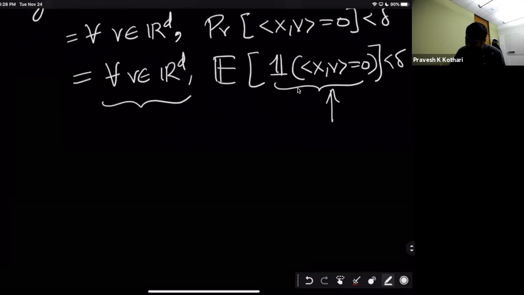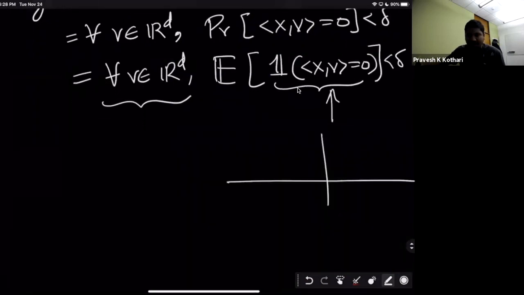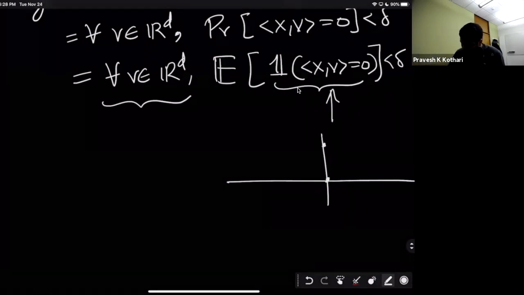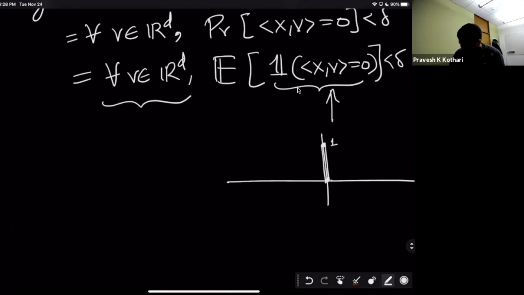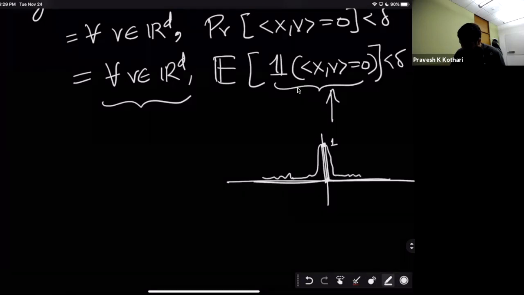So what is this function like? If I plot what happens to this function as x dot v varies, then at 0, it's equal to 1. And then it drops sharply. This is the function that we actually have. What I'm going to do is try to construct a polynomial that looks like this. Actually, you know what? My polynomial is going to be a square, so it's always going to be positive. Maybe it's going to look like this. It's going to drop sharply and stay near 0.